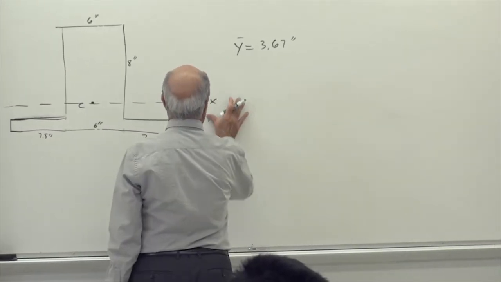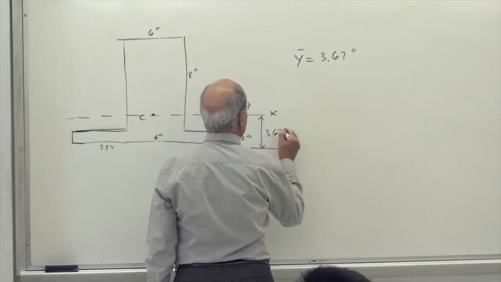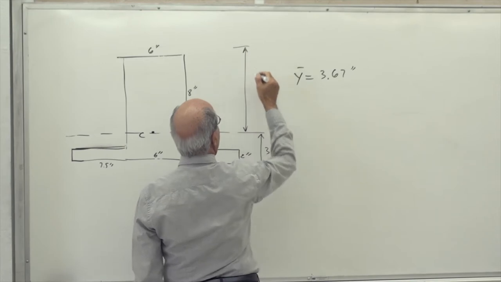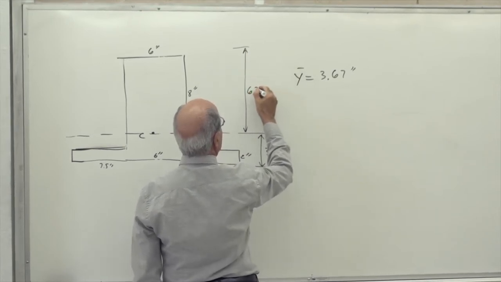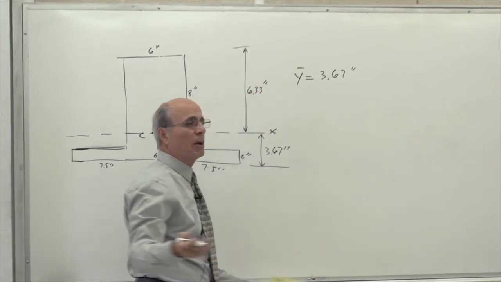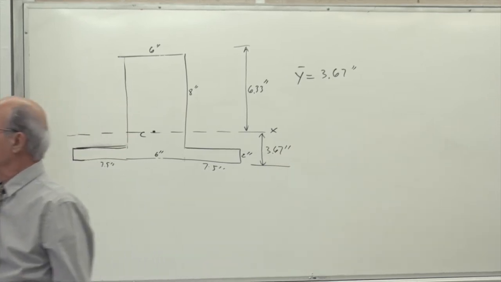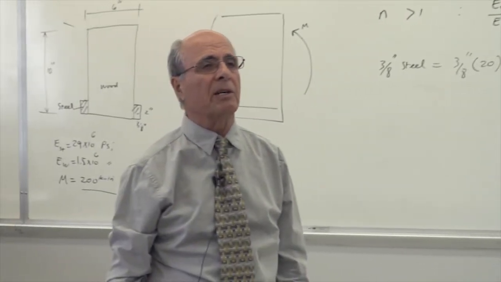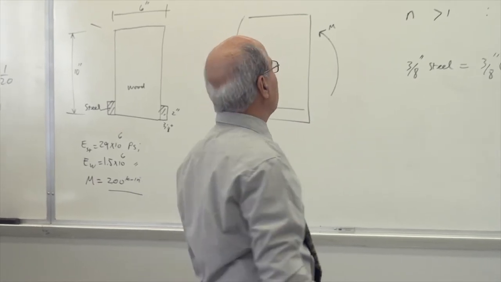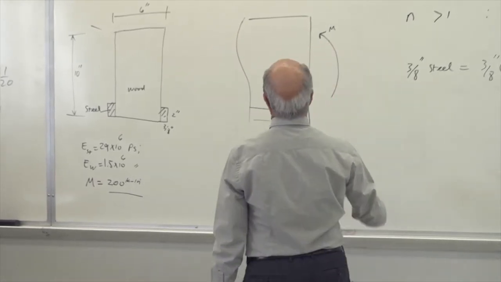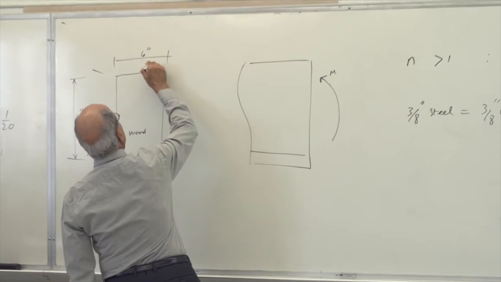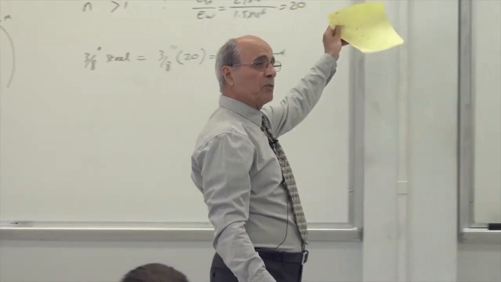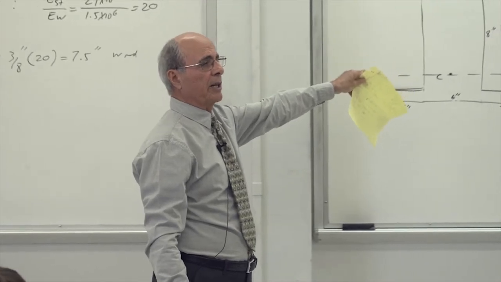Therefore, after we calculate that, this is 3.67. So this distance I need, which is the balance with respect to 10, is 6.33 inches. The problem is resolved. Now it's back to exactly the same problem as I did last time. Is that correct or not? Yes? Let's calculate the sigma here, point A. That is wood. It was wood, still is wood. Is that correct or not?